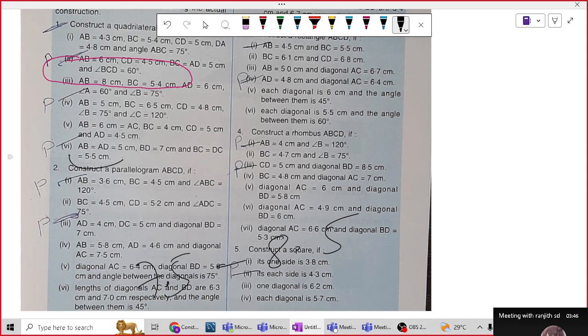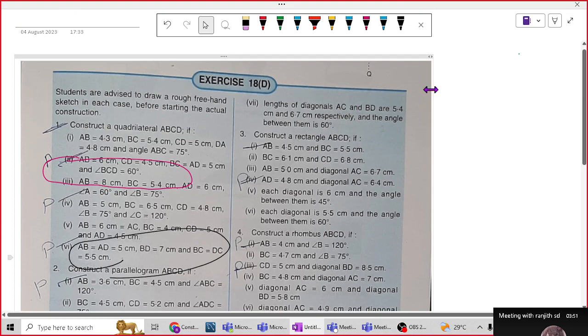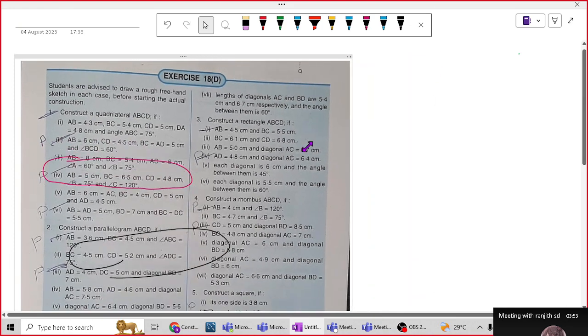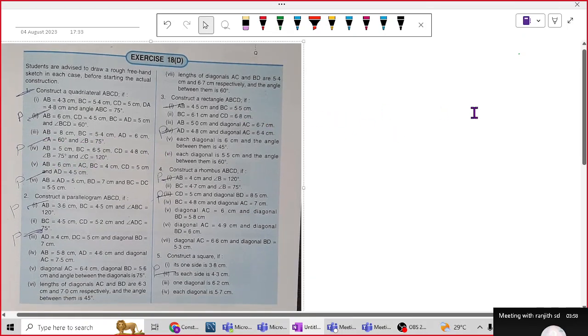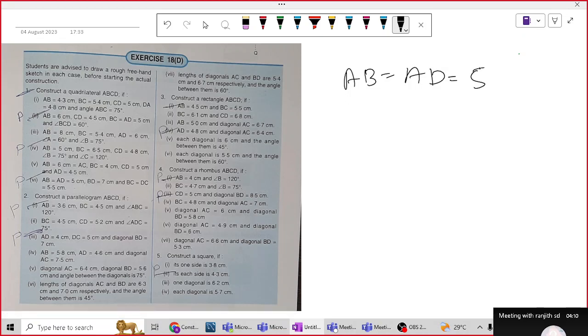Second, first main, sixth question. What is the question given? First main, sixth, Exercise 18D. AB is equal to AD is equal to 5 centimeters. Whatever you're constructing, you have to show it later. AD is 5. What about BD? BD is equal to 7 centimeters. BC is equal to 5.5.